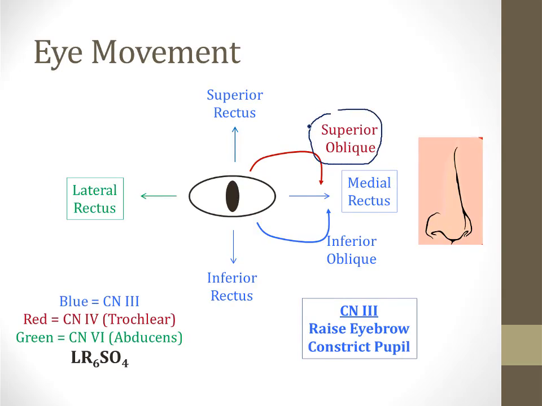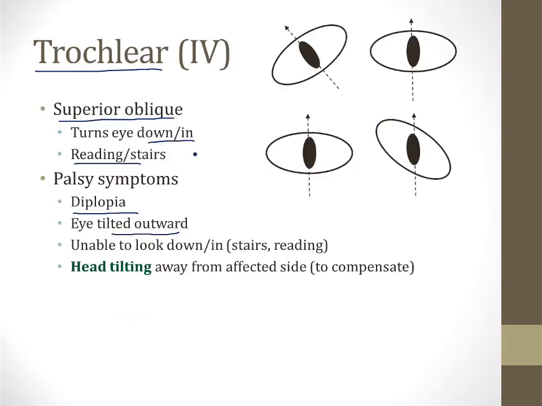If we go back to this slide, the job of the superior oblique is to turn the eye down and in. If there is a palsy of cranial nerve 4 and the superior oblique is not functioning, the result will be that the eye will be turned outward. This will make it difficult for the patient to look down and in, and this is especially a problem when activities are done like descending the stairs or reading. To compensate for this eye problem, the patient will often tilt their head away from the affected side.